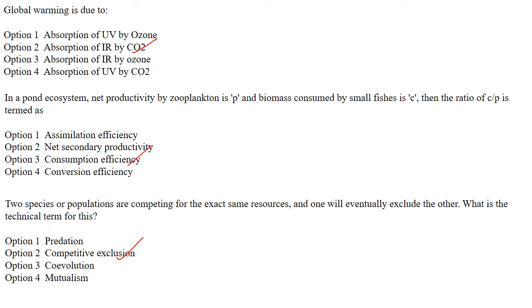Global warming is due to absorption of infrared radiations by carbon dioxide. In a pond ecosystem, net productivity by zooplankton is P and biomass consumed by small fishes is C. Then the ratio C by P is termed as consumption efficiency. Then two species or populations are competing for the exact same resources and one will eventually exclude the other. What is the technical term for this? It is called as competitive exclusion.